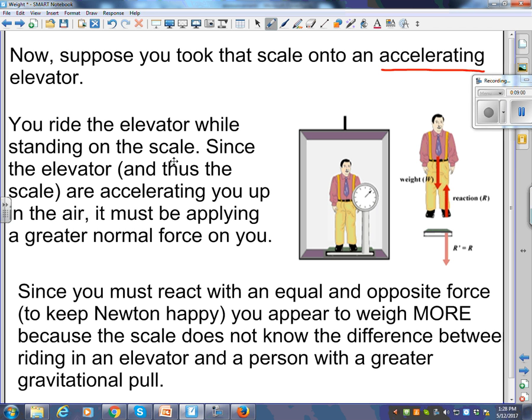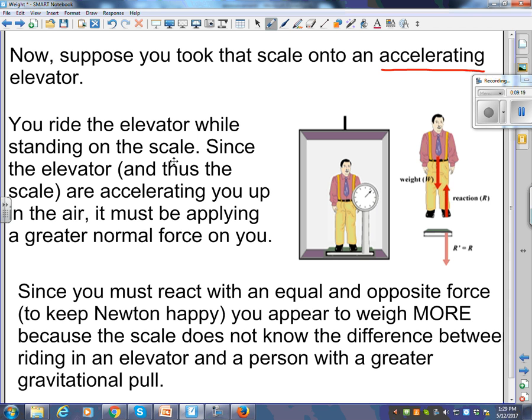Now, if I weigh 800 newtons, how much force is needed to accelerate me up? More than 800. Okay, Leo said 800. Brett's saying more than 800. To accelerate me, there has to be a net force more than 800, exactly.